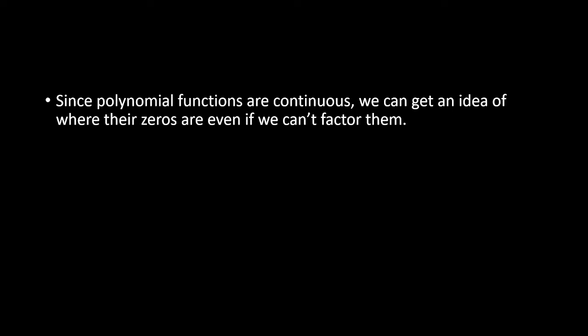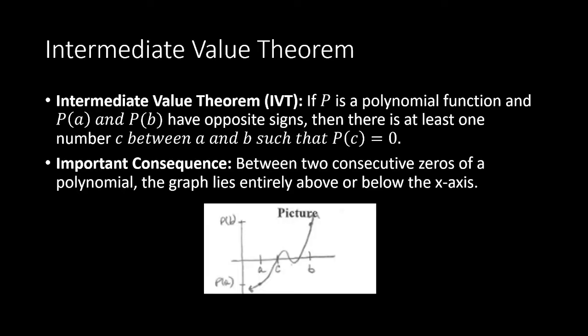Since polynomial functions are continuous, we can get an idea of where the zeros are even if we don't factor them. This is called the intermediate value theorem, or IVT. Basically what it says is, if P is a polynomial function and P of a and P of b have opposite signs, then there's at least one number c between a and b such that P of c is 0.